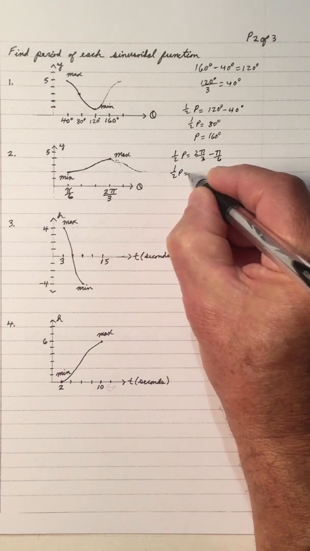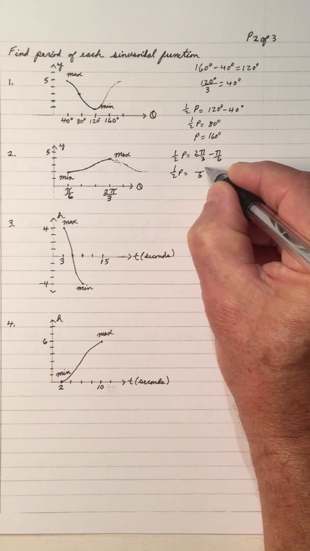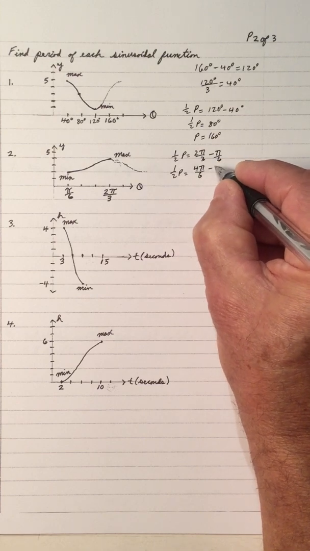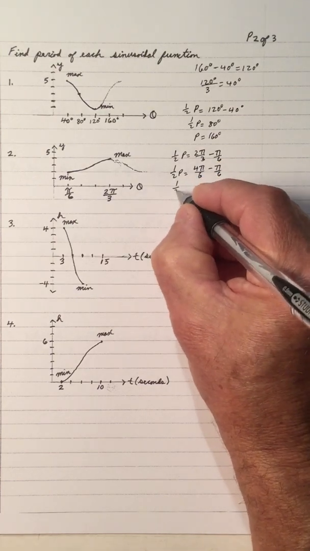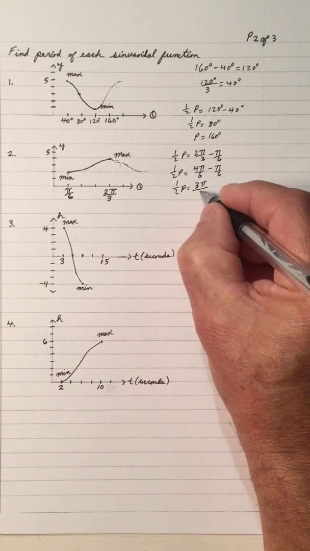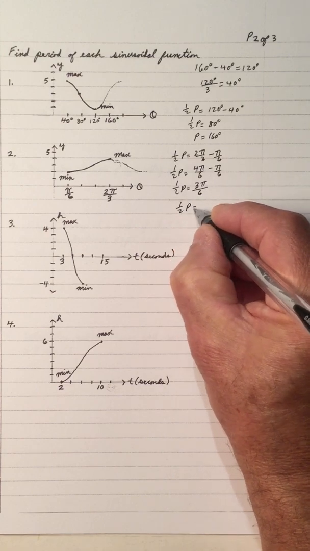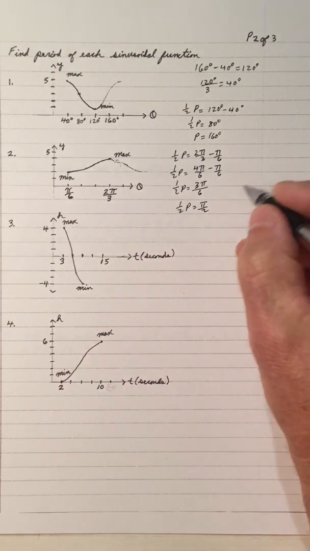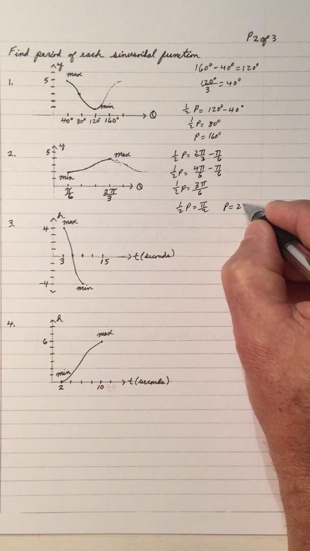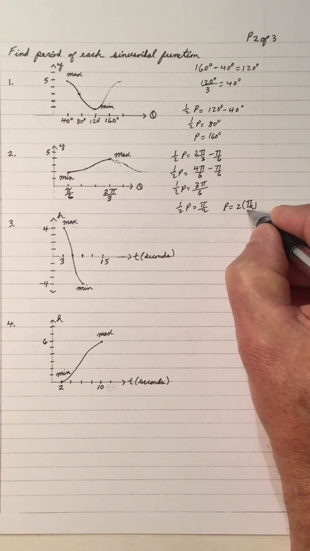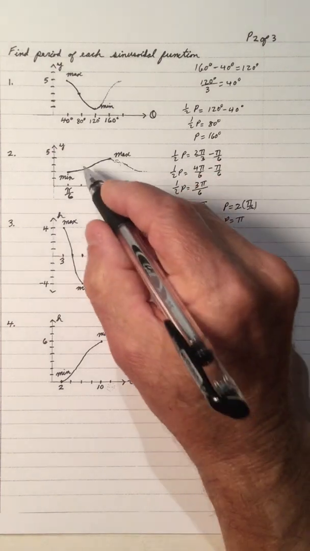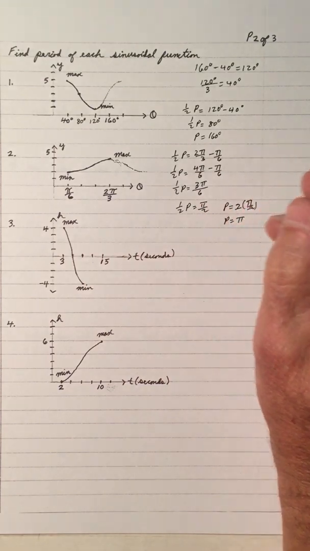So half the period is, common denominator 6. So 3 into 6 goes 2. 2 times 2 pi is 4 pi minus pi is 3 pi over 6. So half the period is pi over 2. And you double it. P is 2 times pi over 2. The 2's cancel, so the period becomes pi. Again, from min to max is only half the period.